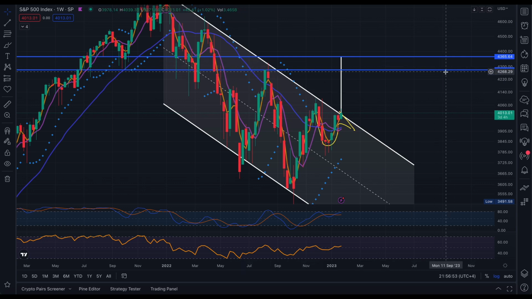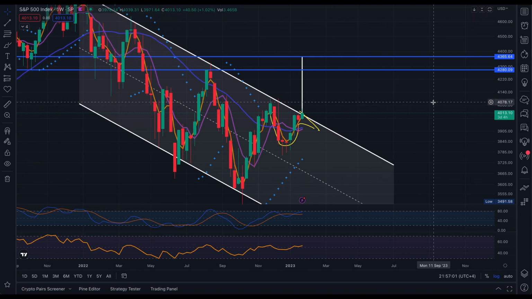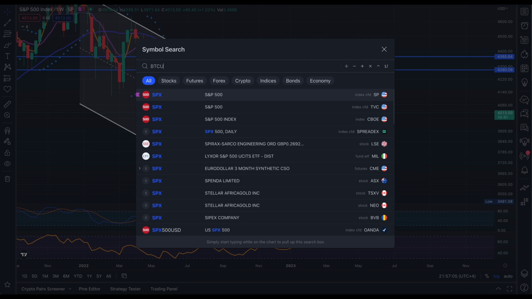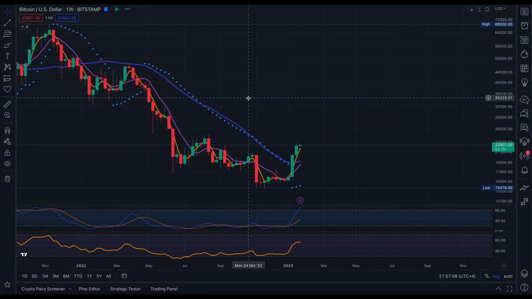This is a very important resistance to watch out for, because we've got retests here, we've got retests there, and of course a retest there. So if we were to break out and come to around $4,280, this would cause a mega run, I mean a mega run on Bitcoin.